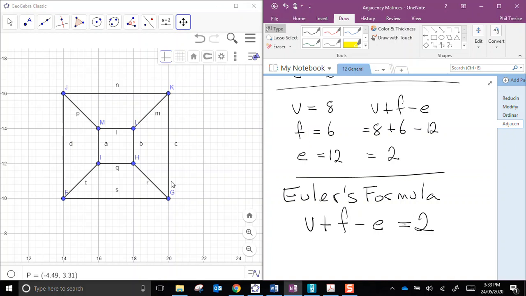Well, I hope you've enjoyed this lesson. I encourage you to have a look at this software, Geogebra. Very handy for doing these types of network diagrams without drawing lots and lots of things all over your page.